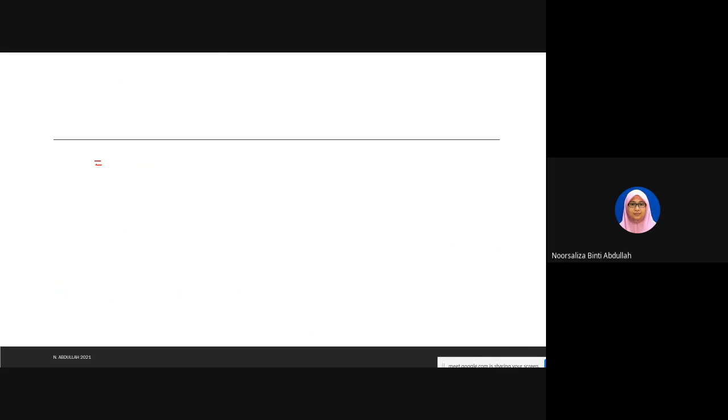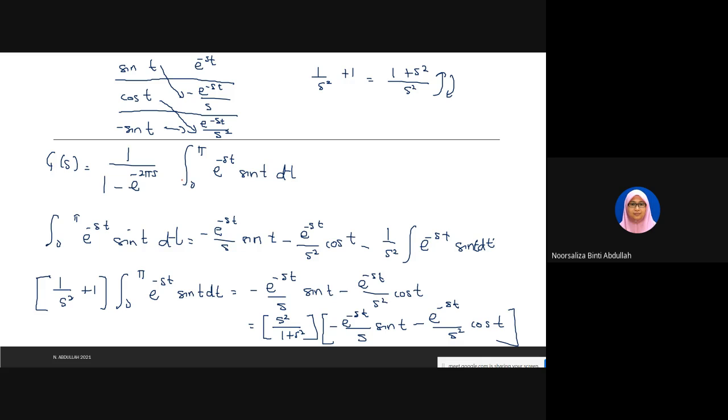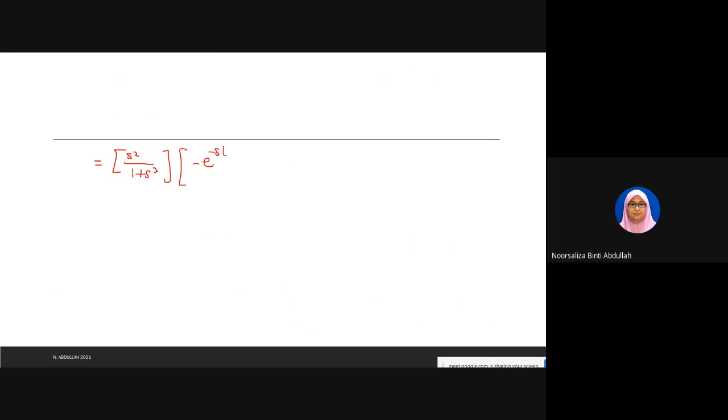Equals to S kuasa 2 per 1 tambah S kuasa 2. Okay. Then we have minus exponent ST over S sin T minus exponent minus ST over S square cos T. Okay. So this one, equals to S square over 1 plus S square.